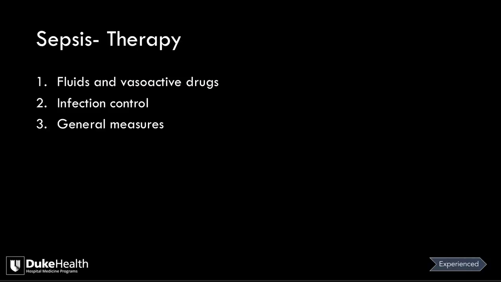So we'll move on to sepsis and the therapy for sepsis. And this can be broken down into really 3 main criteria: fluids and vasoactive drugs, or restoration of hypoperfusion, infection control with adequate antimicrobials and source control, and mainly general measures.